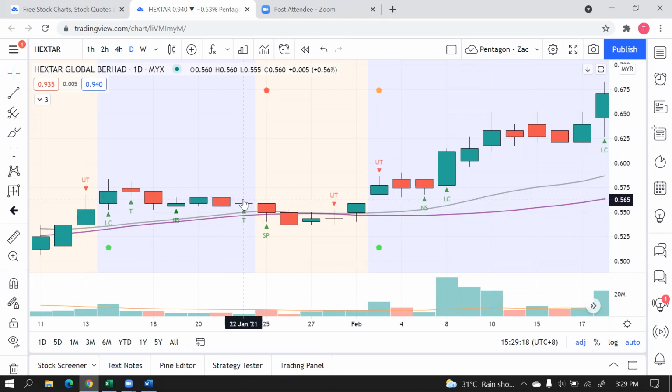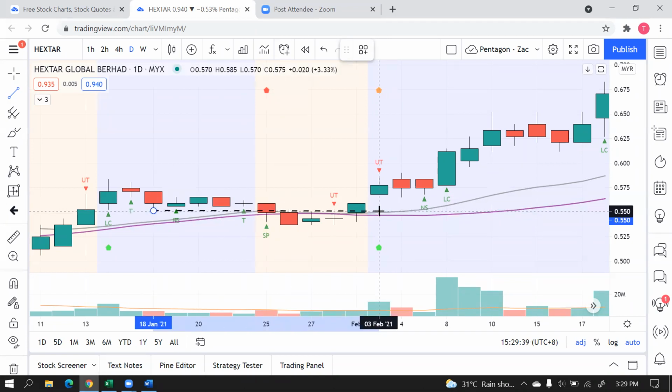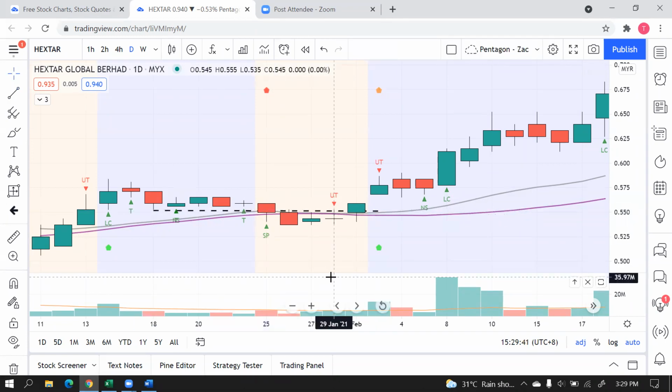Then we want to monitor: what is our stop loss? So stop loss is here. This is NS, right? The low of the NS is 0.555, and our stop loss will be 0.550. Which means somewhere around here, this line, 0.550. Anything that cuts below this line is our exit point.